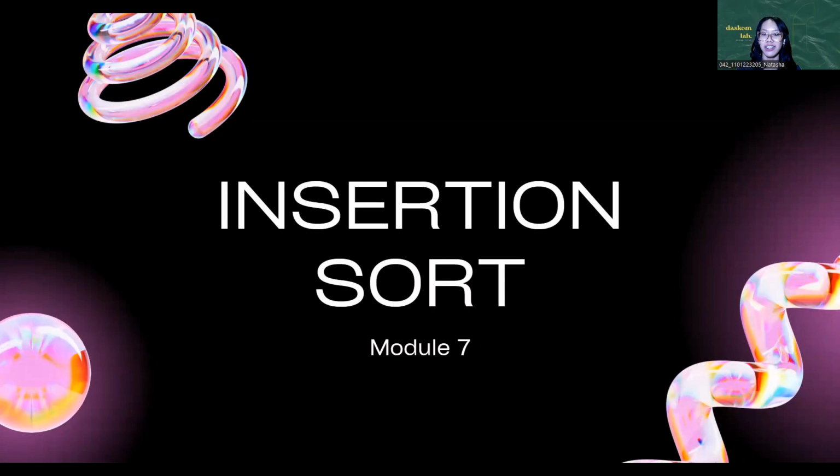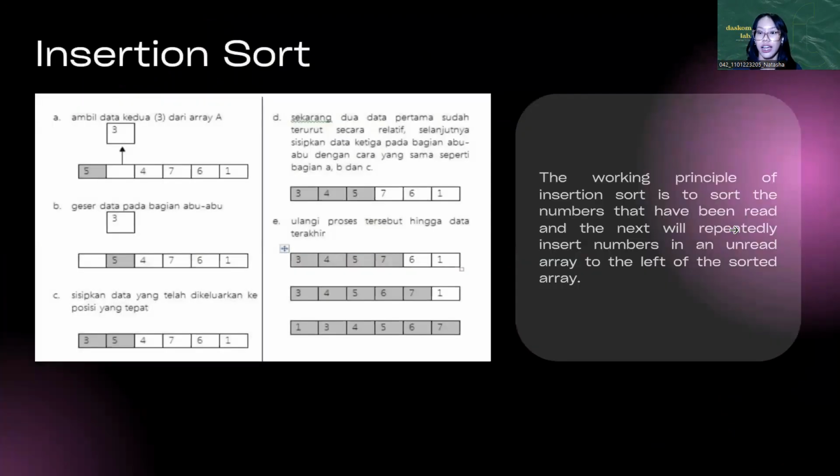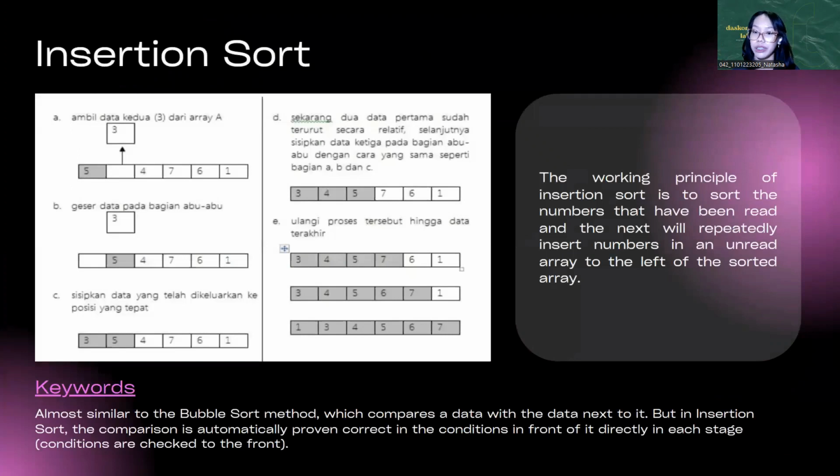Okay, how does it work? The working principle of insertion sort is to sort the numbers that have been read, and the next step will repeatedly insert numbers from the unread array to the left into the sorted array.